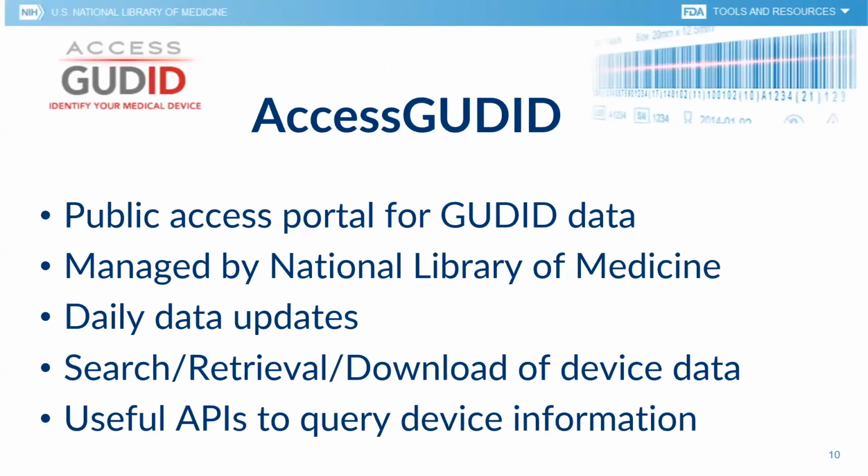So we have all this data in the system, and we make all of this available for public access and use through the Access GUDID website, which is a public portal that is managed by the National Library of Medicine. We provide NLM daily data updates, which then get uploaded and made available for everybody to search and download device data. And we also have useful APIs based on user requests to query device information automatically.